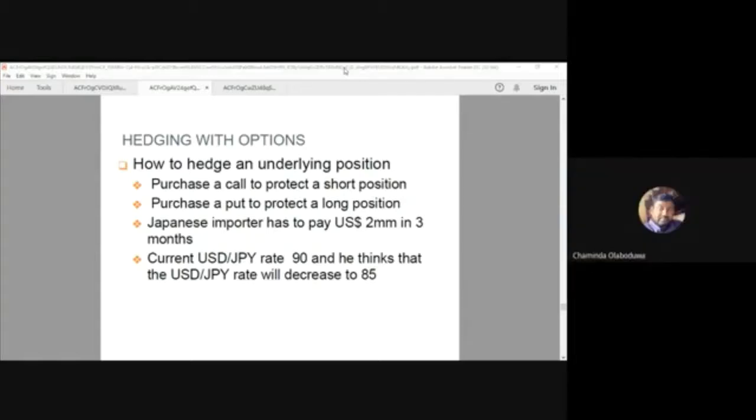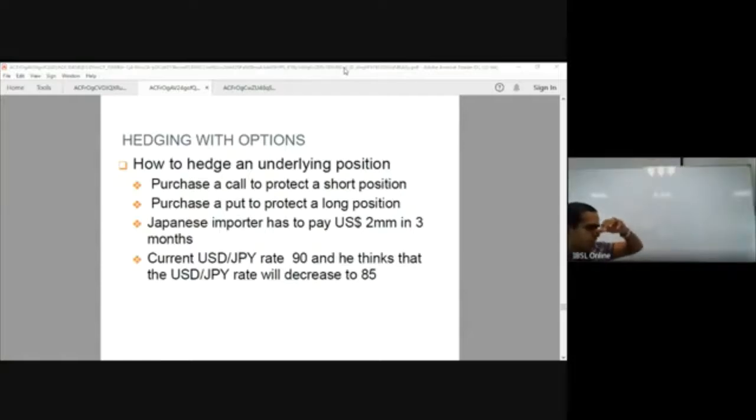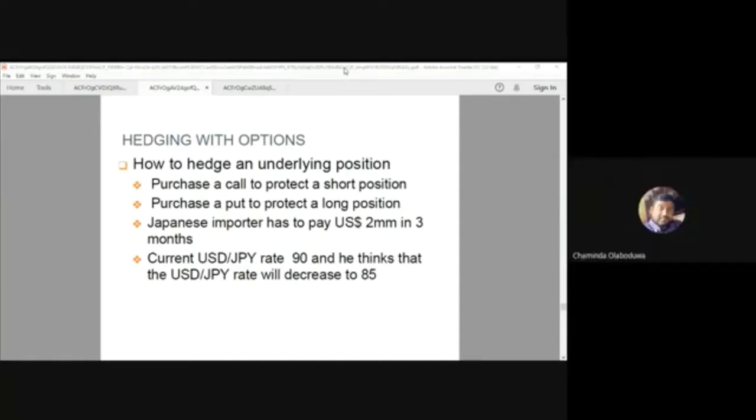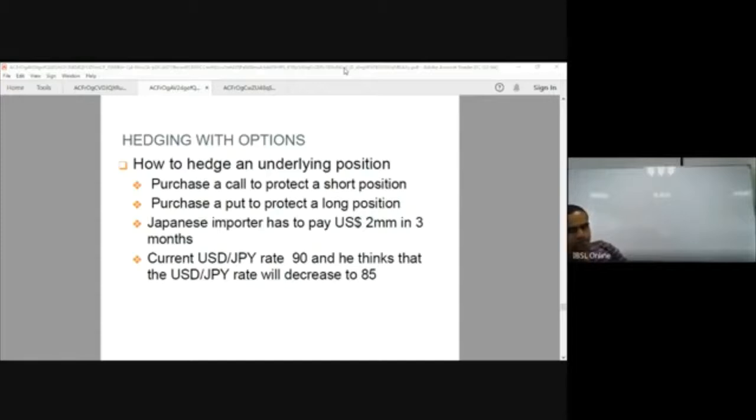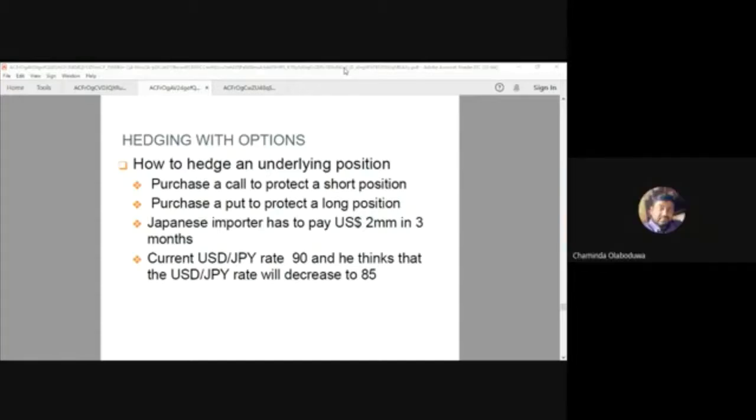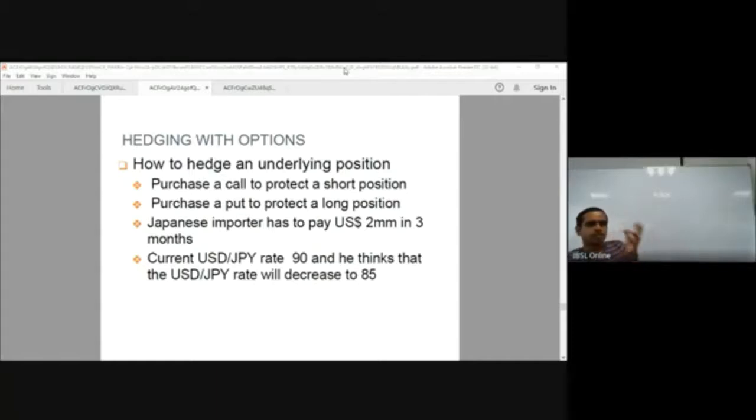He will benefit. Yes. So the exchange rate going to 85 means the dollar is weakening or strengthening? Weakening. The dollar is weakening, right? Then he will gain. Yes, he will benefit. So if the exchange rate drops from 90 to 85, he will benefit.